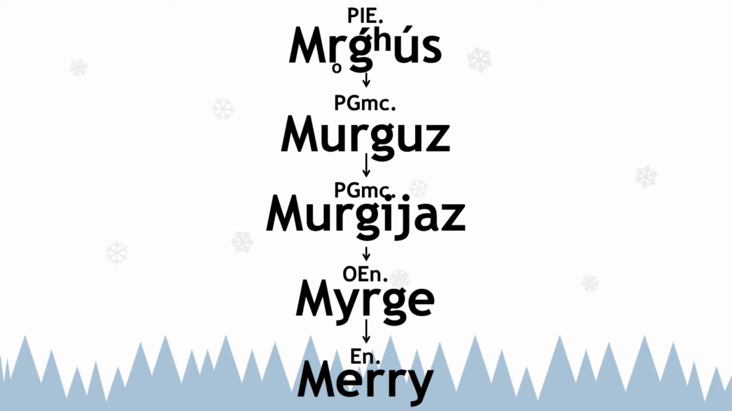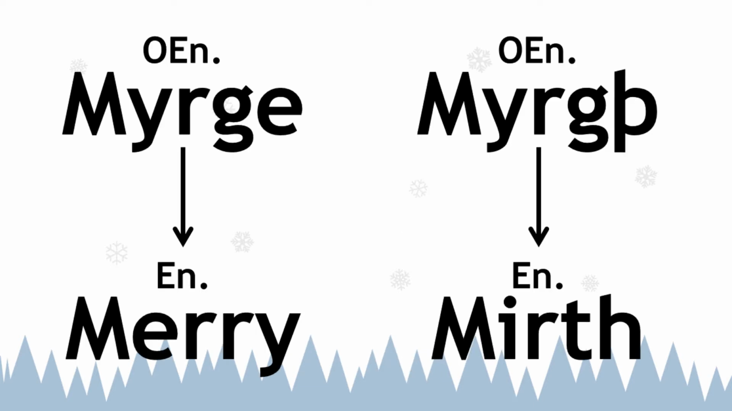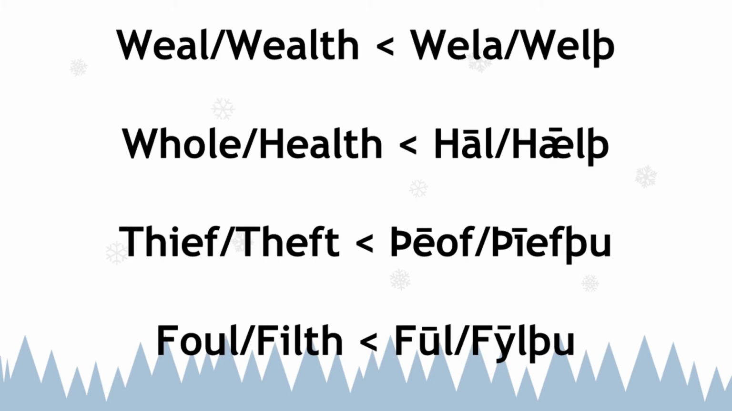Of course, you can't have a Merry Christmas without merry, a word which comes from the Old English myrie, meaning pleasant, enjoyable, or sweet. This comes from the Proto-Germanic murios, or murgus, brief or slow, from Proto-Indo-European murgus, from which comes the Latin word brevis, the ancestor of the English word brief.